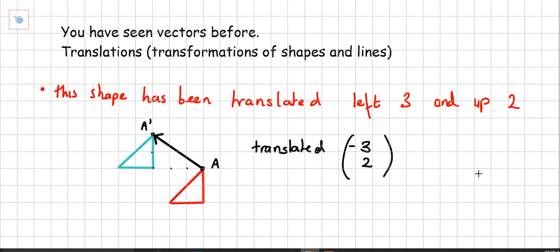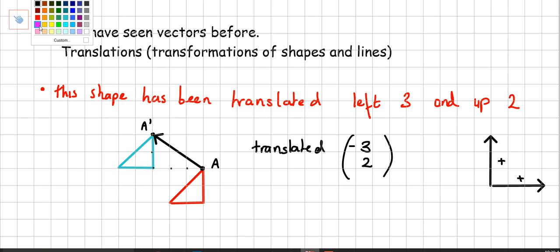So do you remember, if a vector goes up or it goes to the right, then we have positive values, just like a set of axes. But if we go this way or this way, we are going in negative directions. So left and down is negative, up and right is positive, just like a set of axes. Right?